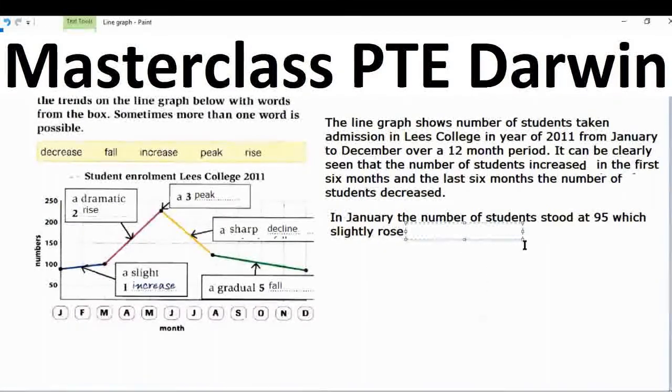So slightly rose. And what are the other things? Which slightly rose in the next how many months? January to March, 3 months. No, not 3 months. January is something we are taking as 95. So the next 2 months are February and March. So we can say, if you are confused, we slightly rose up until March.